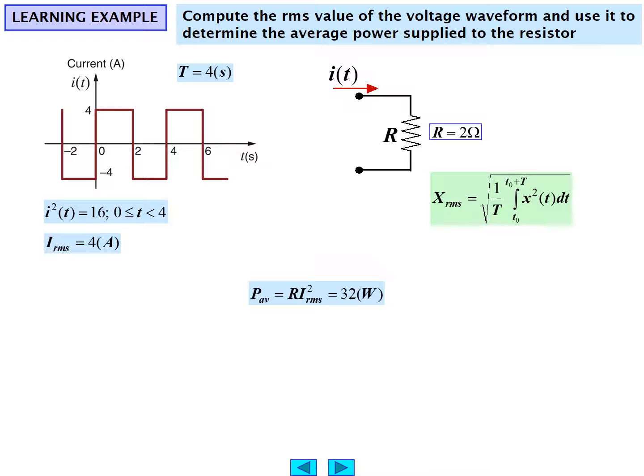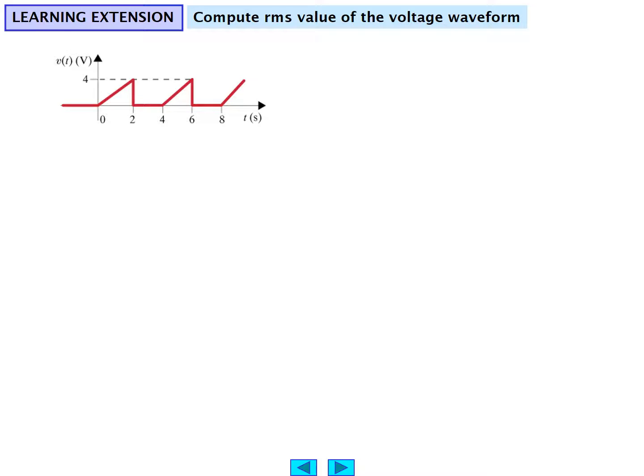XRMS is, of course, the square root of 1 over T, the integral under the square over a period. And we can get the answer conveniently using the standard definitions. Another example, triangular waveform. Find the RMS value of the voltage waveform. Key here, of course, is finding the period. Period is also 4 seconds in this case.